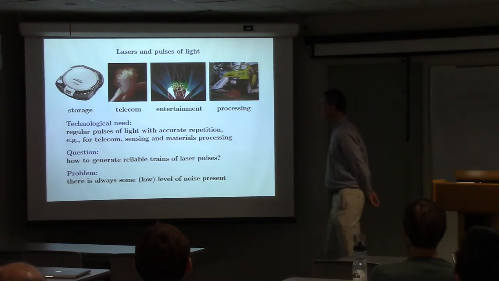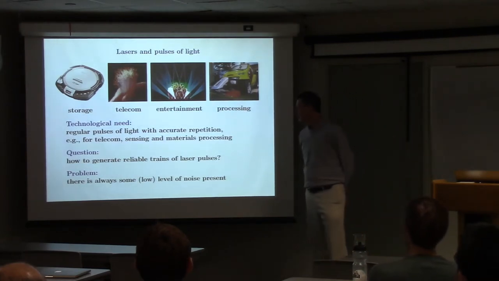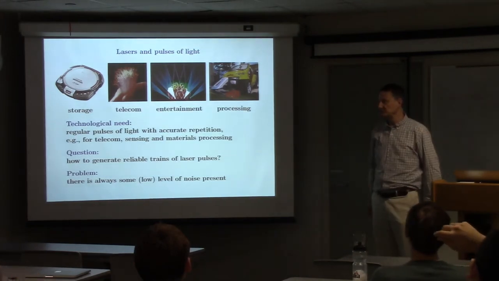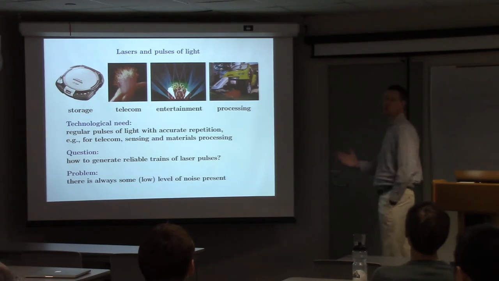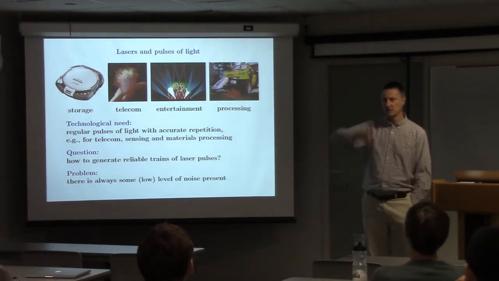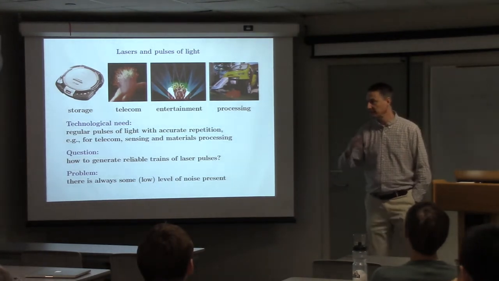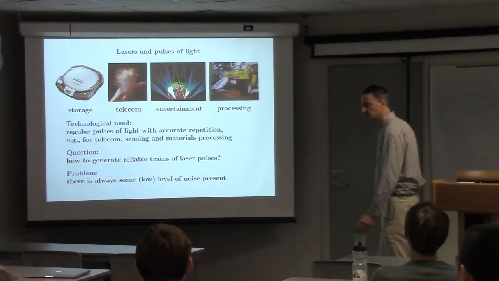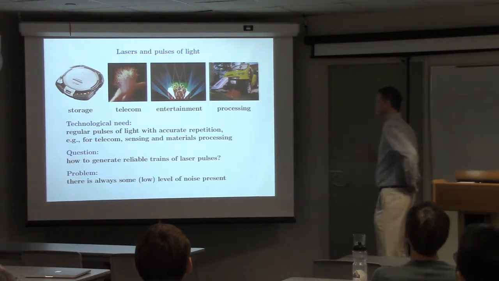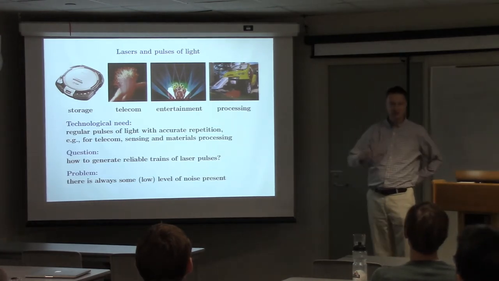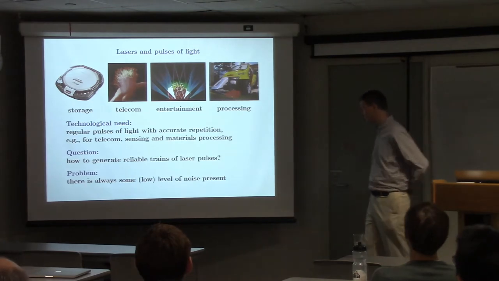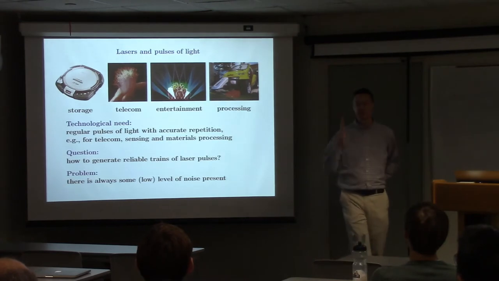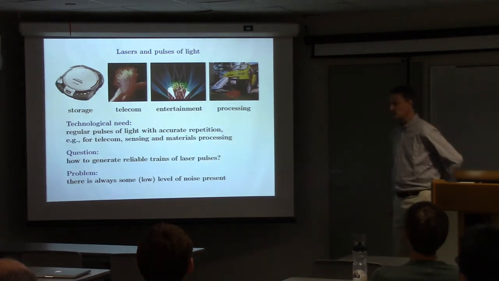But of most technological need for telecommunication is that you have regular pulses of light that you produce at high repetition frequency. Information is basically encoded by blocking out a pulse or not, and that's a 0 or 1. Of course, you want to do this very reliably, transmitting this information over fiber cables over long distances. So you have to have very accurate, small, cheap sources for all different kinds of applications. So really, an important question is how to produce these reliable trains of laser pulses.